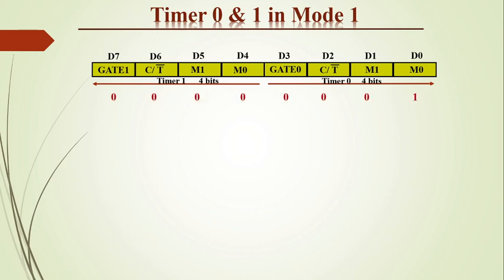For timer 0 in mode 1, to select that, here is the bit pattern that we are given to this timer T-mode register. So for timer 0 in mode 1, the value that should be loaded in T-mode is 01H. That means for timer 0, the lower 4 bits are used and the upper 4 bits are 0, 0. So we are making these bits M1 and M0 equal to 0, 1 to select the mode 1.